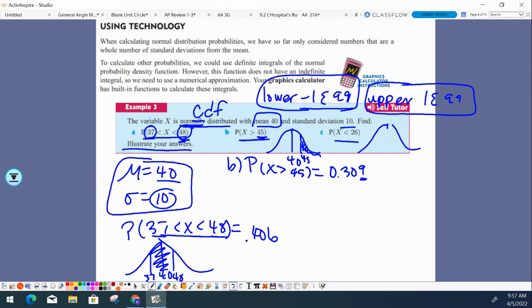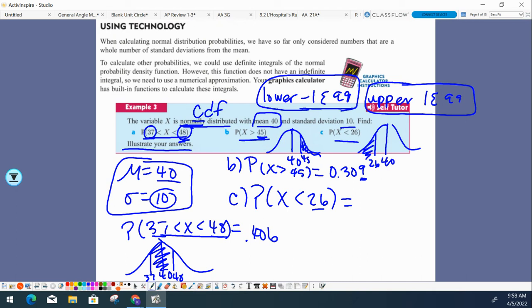All right, then for letter C, here's our mean. So 26 is to the left of the mean, and I want it less than 26. So we're going to calculate the probability that X is less than 26. So go back to your normal distribution, CDF. This time our lower, so put -1, second comma, EE 99. Then we're going to put 26 as our upper value. And just go down and paste, enter.